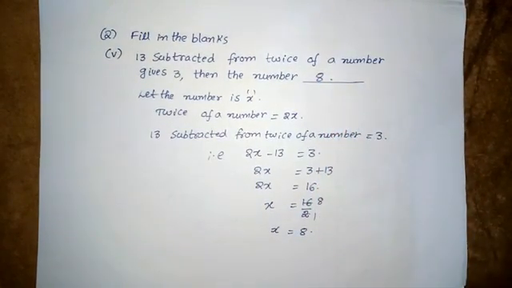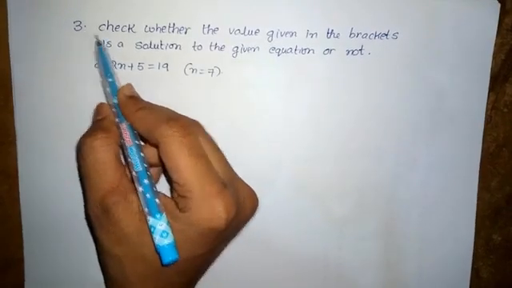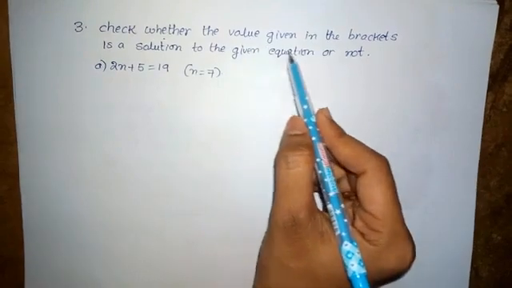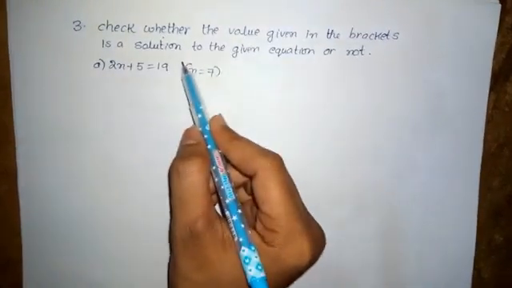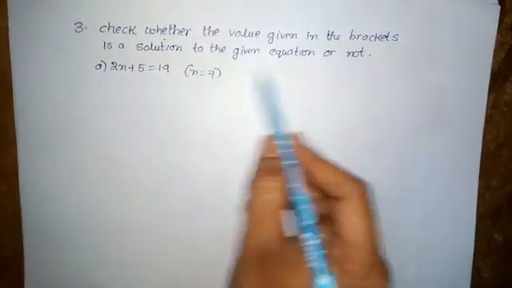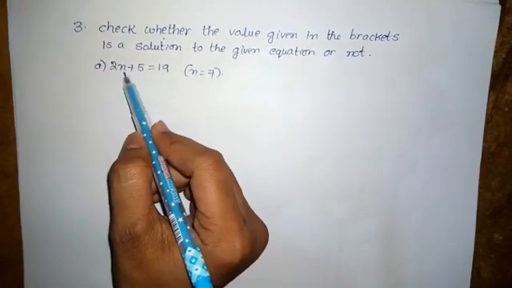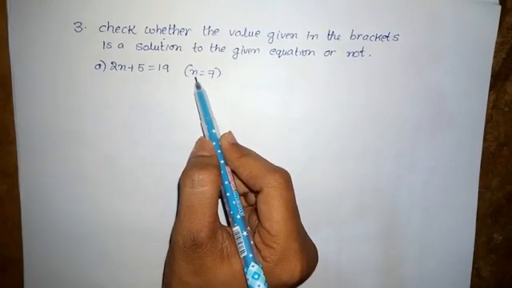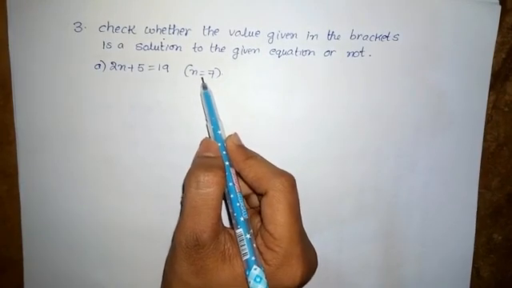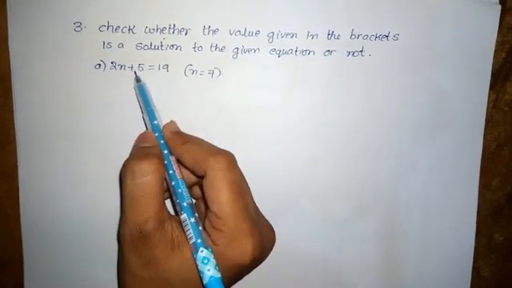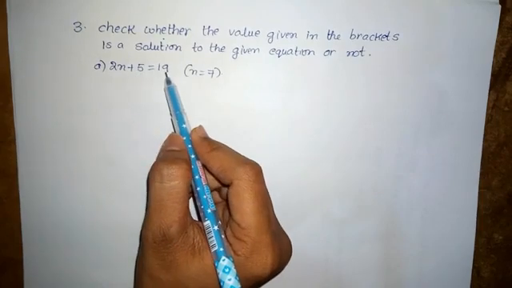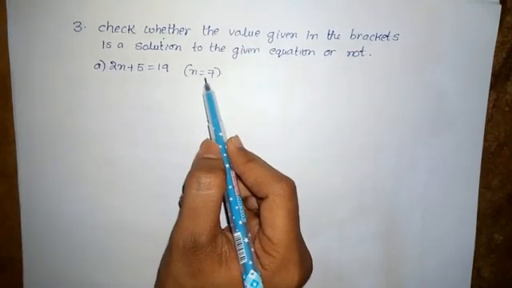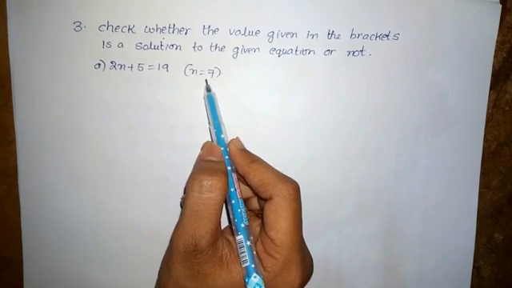So for the second number and fifth one, the answer is 8. Next problem, third one. Check whether the value given in brackets is a solution to the given equation or not. So first one, 2n plus 5 is equal to 19. In the brackets, n equal to 7 is given. So substitute n equal to 7 in the LHS. If it is equal to the RHS, then n equal to 7 is a solution. Otherwise, it is not a solution.